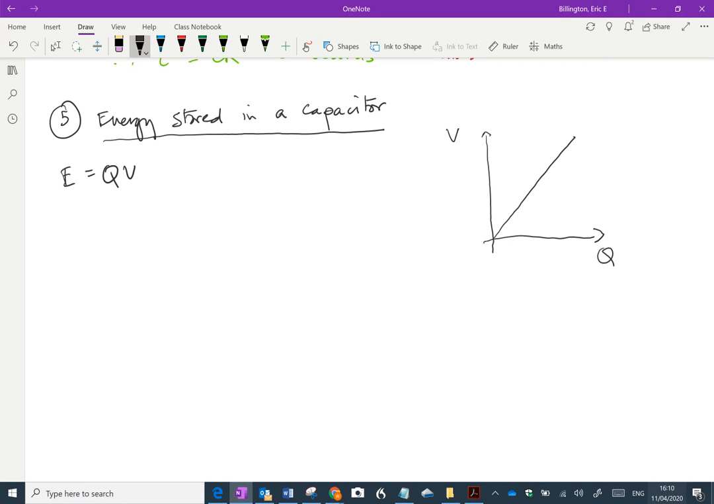So you'd think, well, that's easy. The energy supplied is QV. Well, this is equal to the energy supplied by the cell. And we might refer to V as V naught, because when we charge up our capacitor, it will go up to V naught, the voltage of the cell.